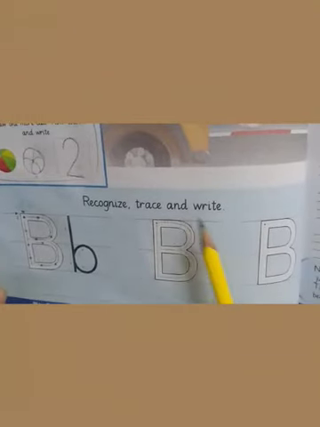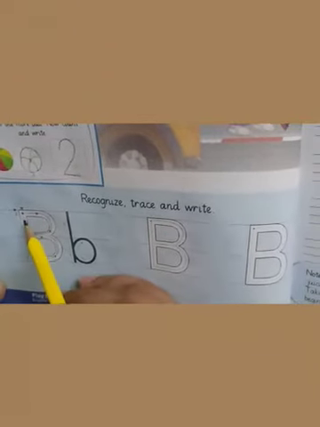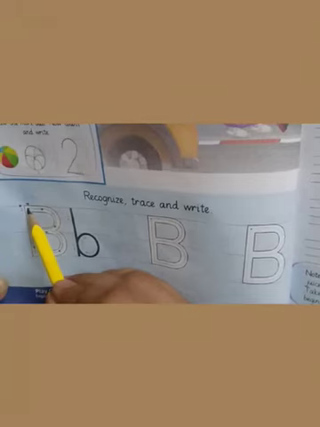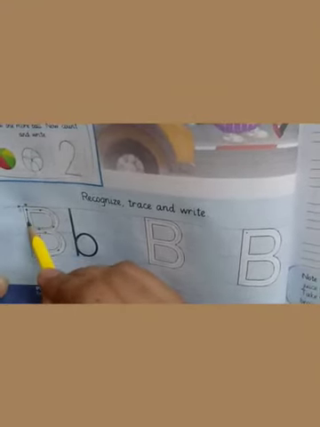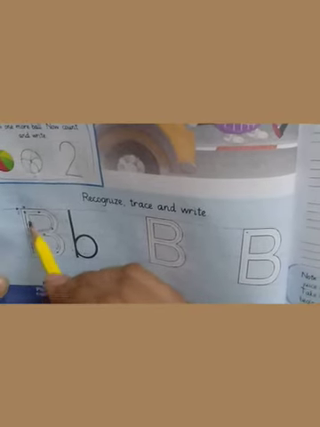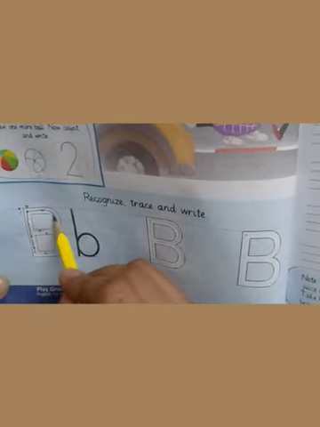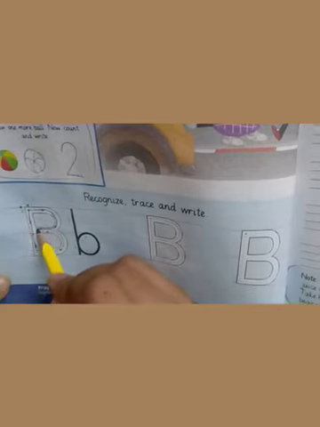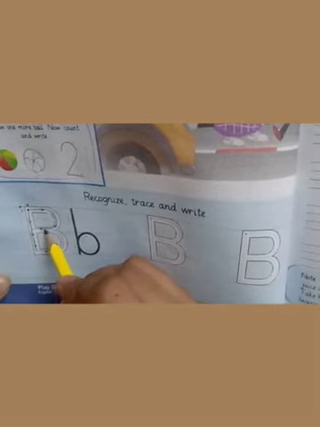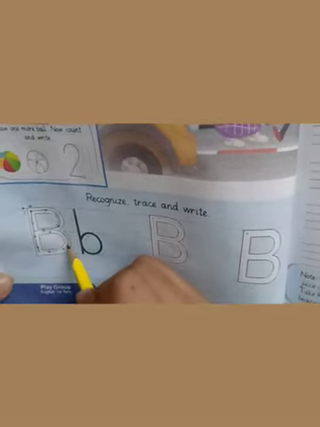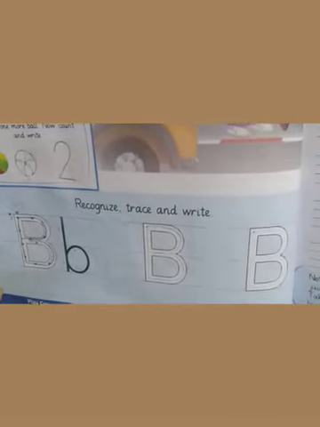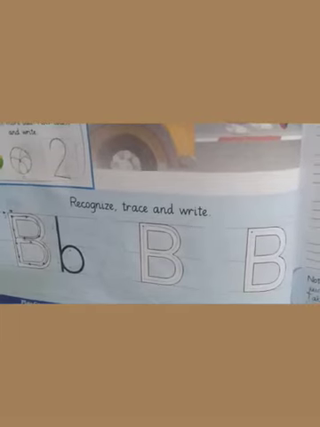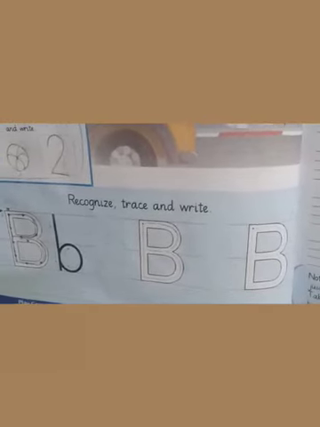Two. Come down, recognize, trace and write. Here is letter B. Now write letter B. Follow the arrows. Make a standing line. Now make a curve. Students, follow the arrows. Again, make a curve. Letter B. Students, it's letter B. And the sound of letter B is B, B, B.